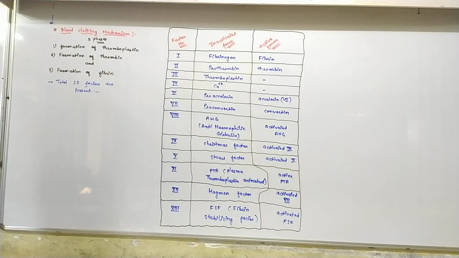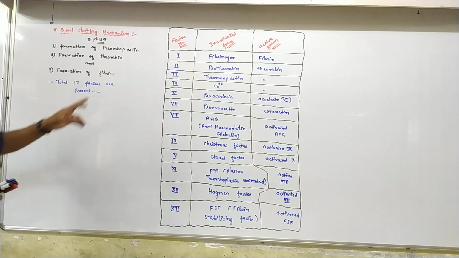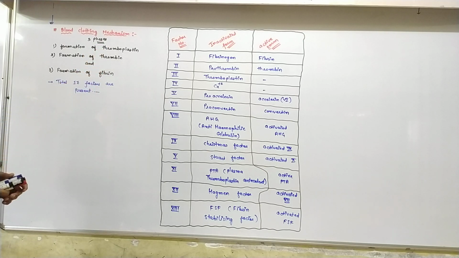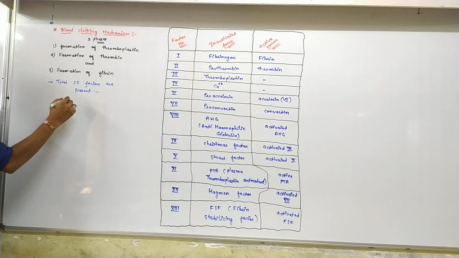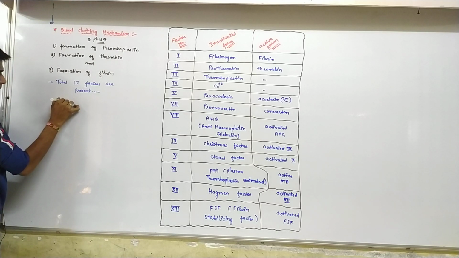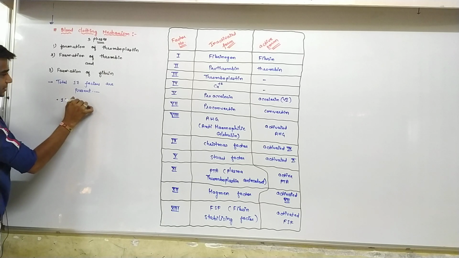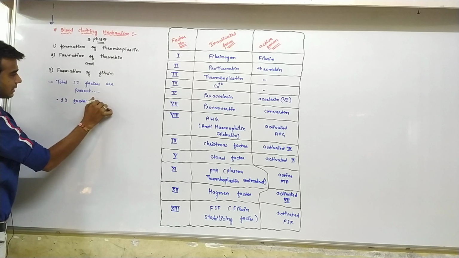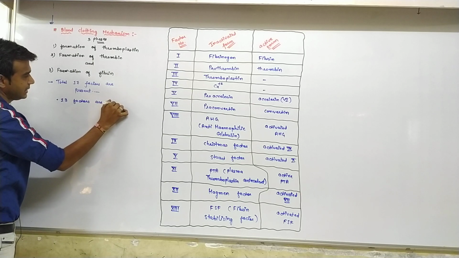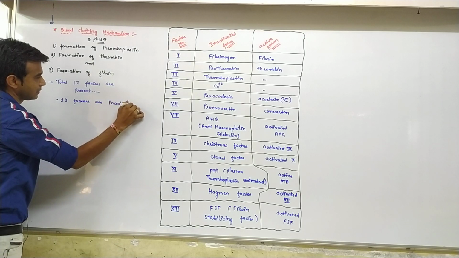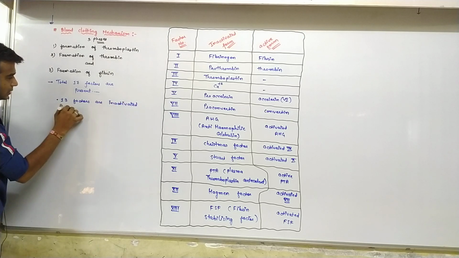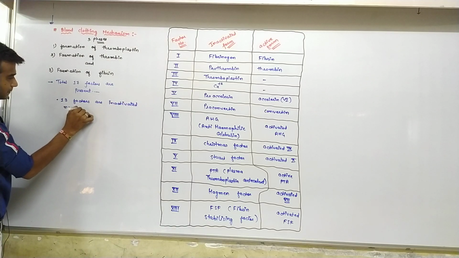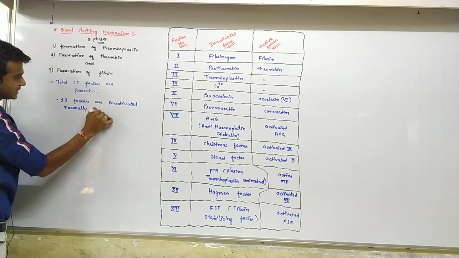So all these 13 factors are activated simultaneously, and then one by one all the factors are joined together in this sequential manner and a clot will occur. Now the other 4 factors. So the 13 factors are normally inactivated in blood plasma.